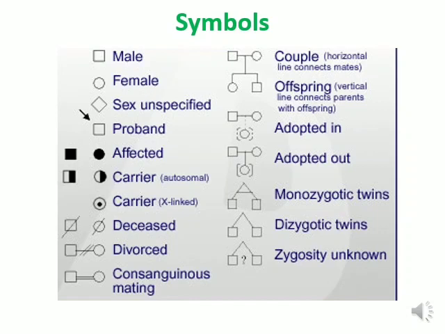It is very important to know the standard symbols used in a pedigree chart. This slide shows the various symbols used in the pedigree chart. The male is represented by a square, the female by a circle. The affected, that is a person having the disorder, is shown by a filled square or circle. A half-filled square or circle represents the carrier, the heterozygous. And these are a few other symbols that will help you to analyze the pedigree chart.